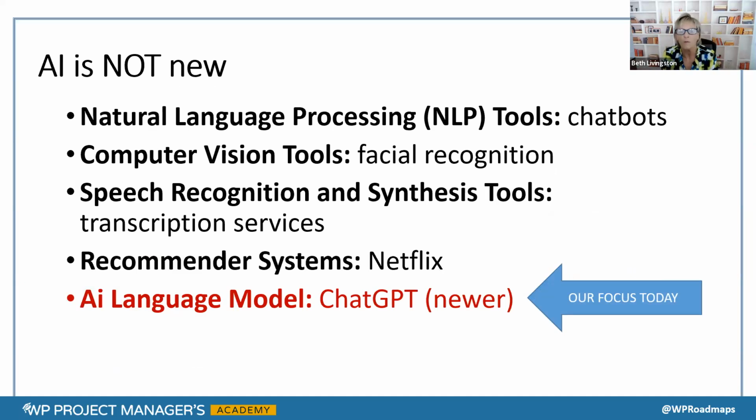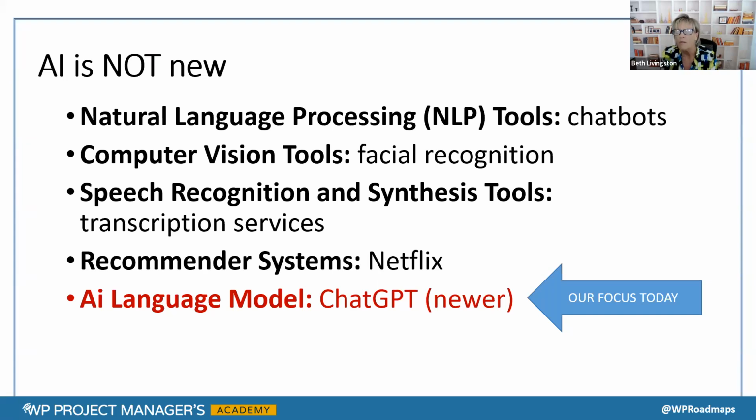Okay, so here's the main thing to remember about AI. It's not new, right? All these chatbots that you've been seeing for years, that's AI. Facial recognition, that's AI. Transcription services that we've all been using, especially recently since accessibility has become a thing, that is AI. And you know how when they recommend you watch these movies on Netflix, so you might like these other ones, that's a recommender system, that's also AI. But the one we're going to focus on today is the one that's gotten all the press lately, which is ChatGPT.